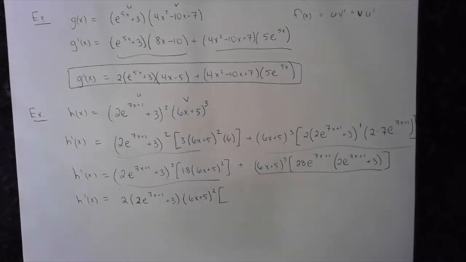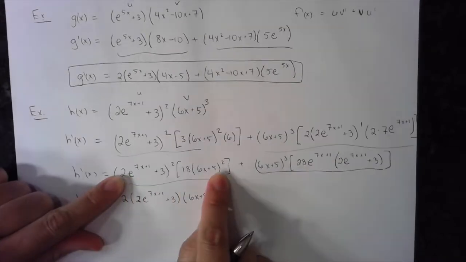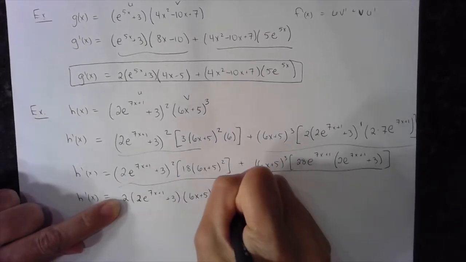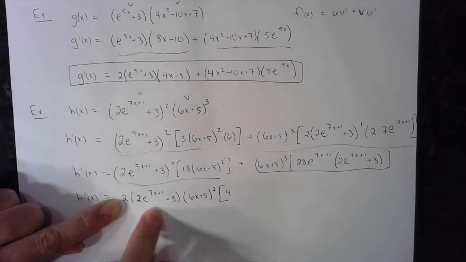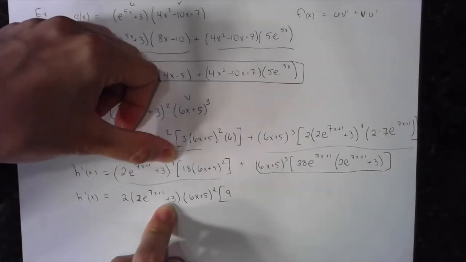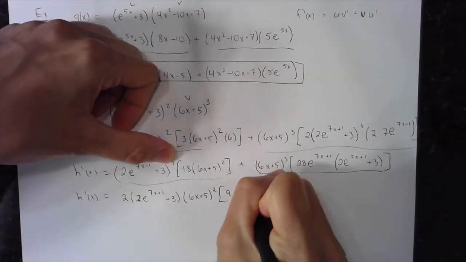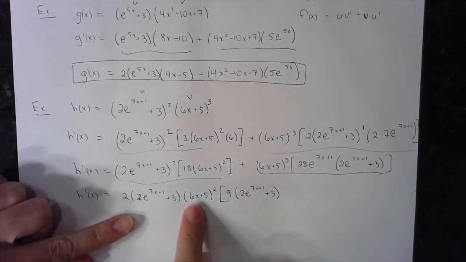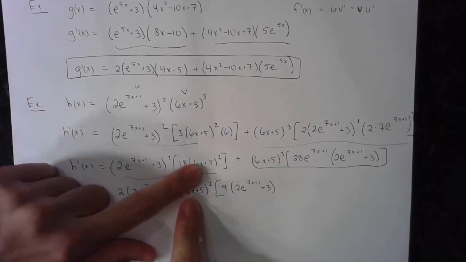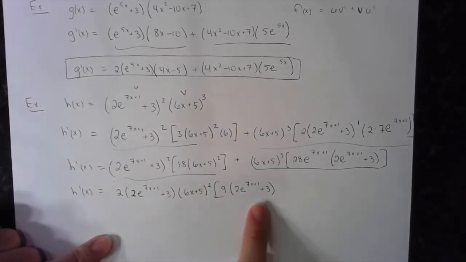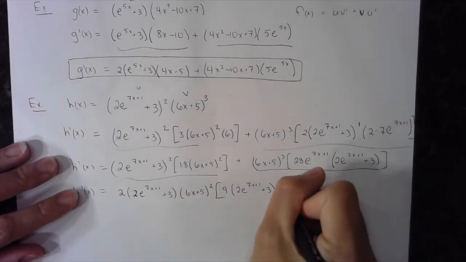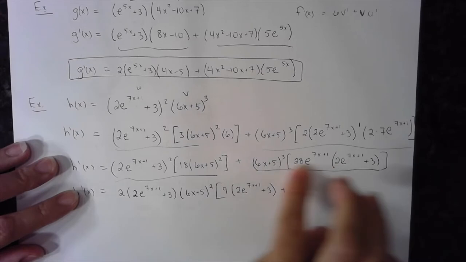Let's see what's left. From my first term, I took out a 2 from that 18, so I'm left with a 9. I took out one of these 2e to the 7x plus 1 plus 3s, and I had 2 of them to begin with, so I need another one of those. I took out 2 of these 6x plus 5s, and I only had 2 to start with, so I don't need any more of those. So my first part is done. Plus, this whole second thing.